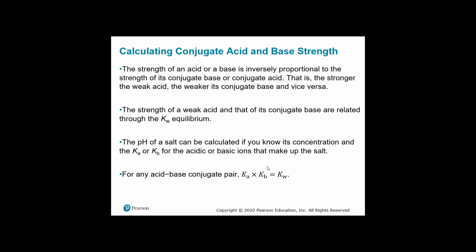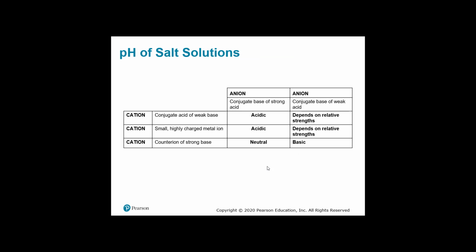Okay, so now we're going to get into calculating. The strength of an acid or a base is inversely proportional. It has to be, because if it's equal to Kw, which is a constant, one has to go up, the other one has to go down in order to stay with that constant value. So the stronger the weak acid, the weaker its conjugate base, and vice versa. So the strength of a weak acid and that of its conjugate base are related to the equilibrium equation. So we expect if we're dealing with a Ka that's strong, then the Kb is going to be weak, and vice versa. The pH of a salt can be calculated if you know its concentration and the Ka and Kb for the acidic or basic ions that make up the salt. So this is where we're leading to here.